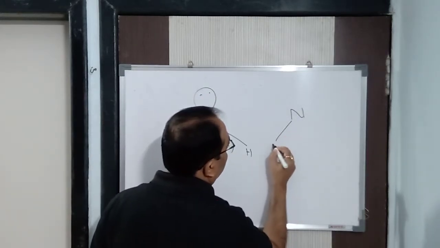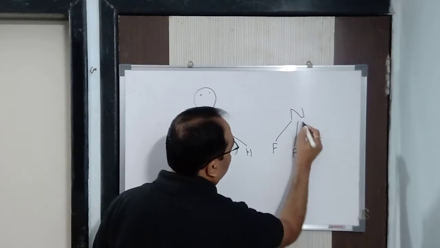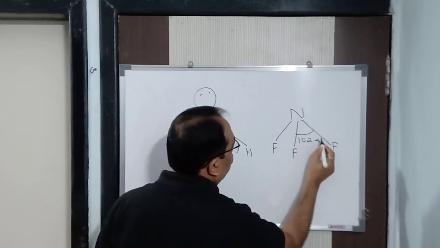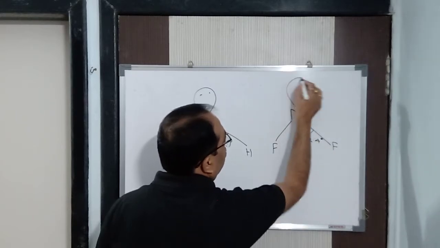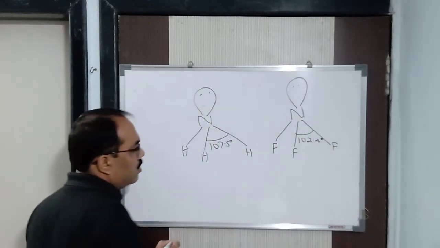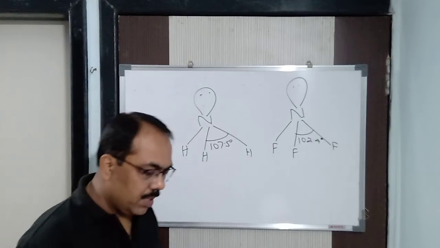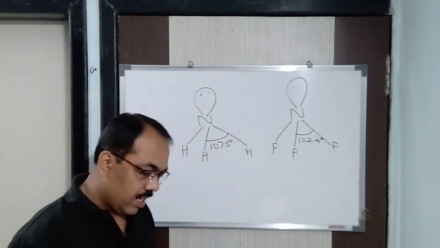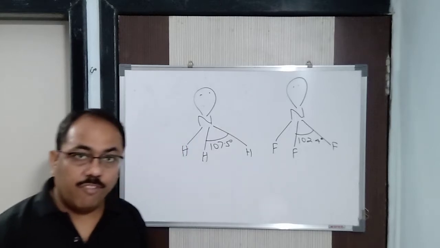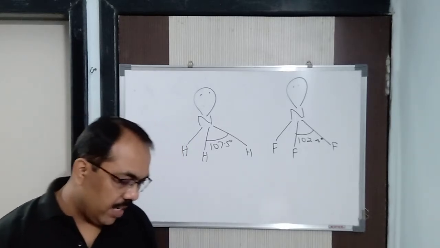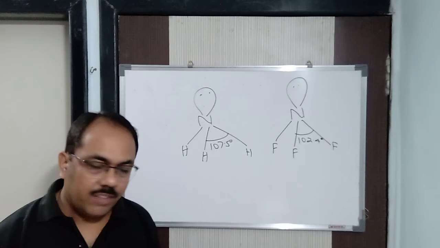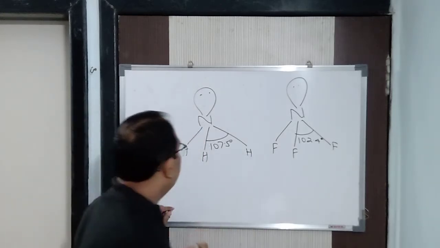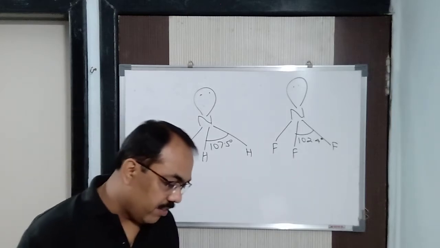Now, this is your NF3, where the bond angle is 102.4 or 102.5 degree. Here also we have the lone pair. Now why is the bond angle varying? Both are pyramidal in nature, and both have a lone pair on the nitrogen atom. See, fluorine has higher electronegativity than hydrogen. This is hydrogen. So fluorine has more electronegativity than hydrogen.